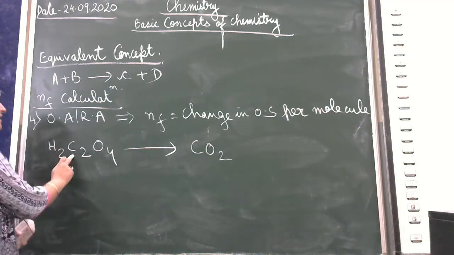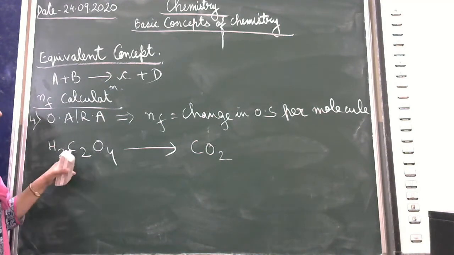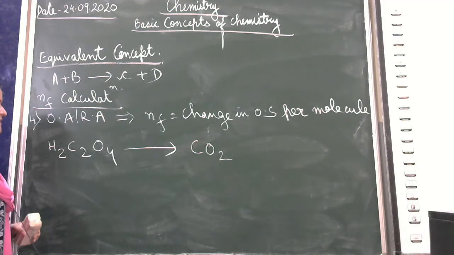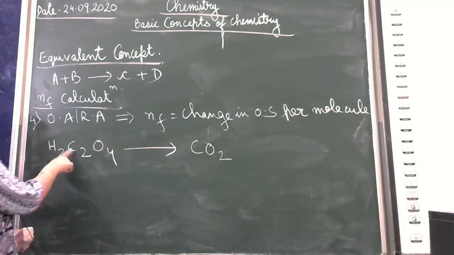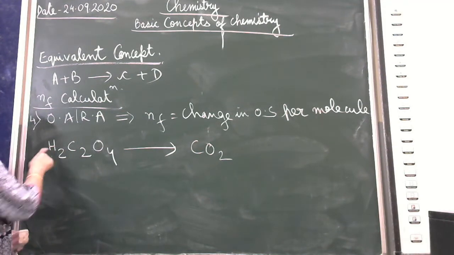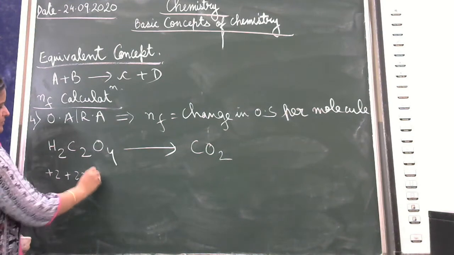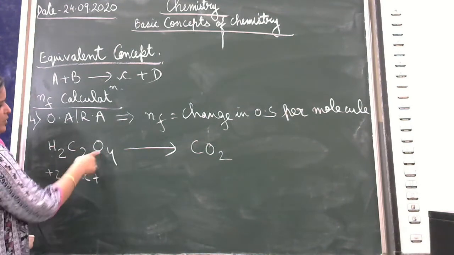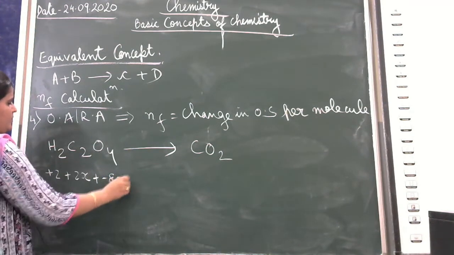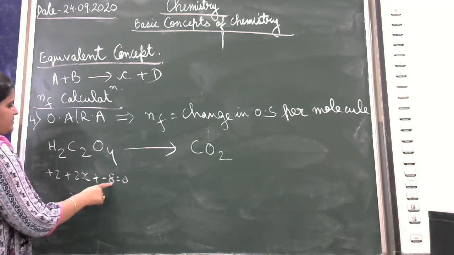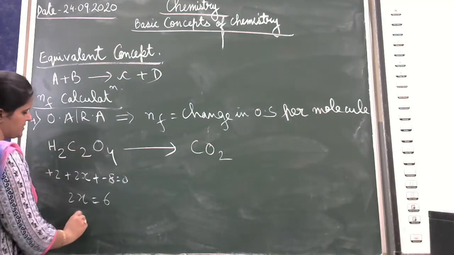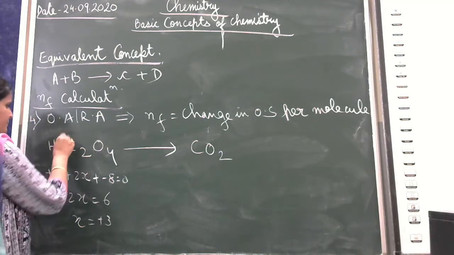Here we have to calculate the oxidation state of this carbon. What is the oxidation state of this carbon? Hydrogen is +1. There are 2, so +2. The carbon I don't know, so it is 2x. Oxygen is again -8, and the sum is equal to 0. So 2x becomes 8 minus 2, that is 6, or x is equal to +3.